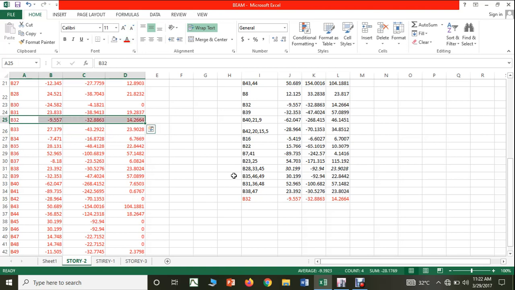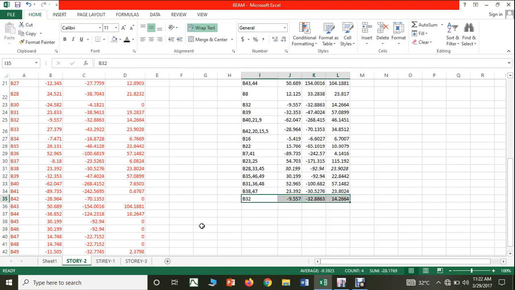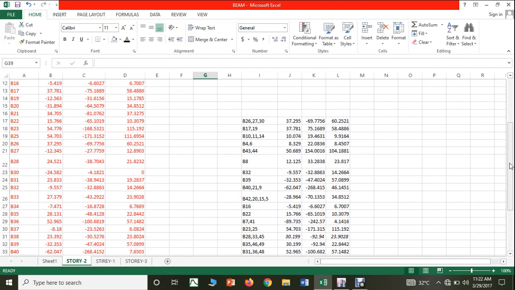Let us see how the grouping is required in story 1 in the next video. After that, let us do the plinth beam, and then we will go to the design. I hope you understood how you are supposed to do the grouping, right?